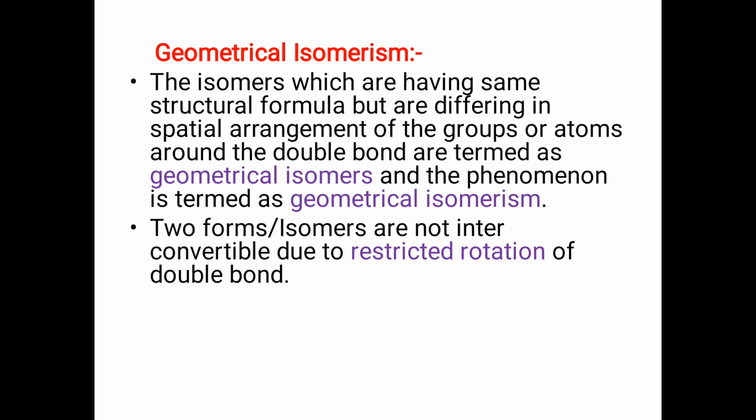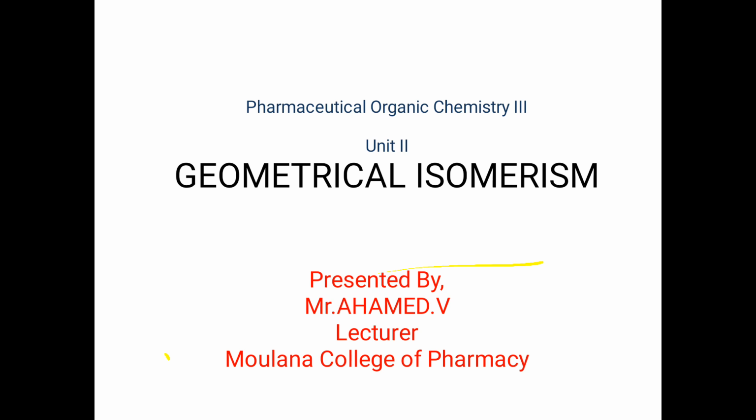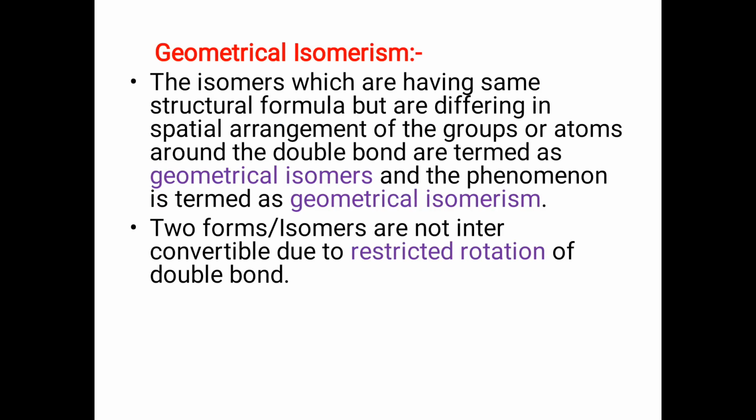Next topic: what do you mean by geometrical isomerism? The isomers which have the same structural formula but differ in the spatial arrangement of groups or atoms around the double bond are termed geometrical isomers, and this phenomenon is termed geometrical isomerism.